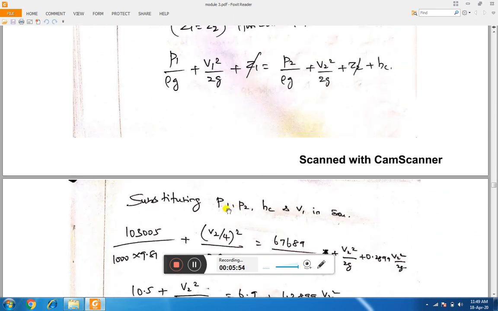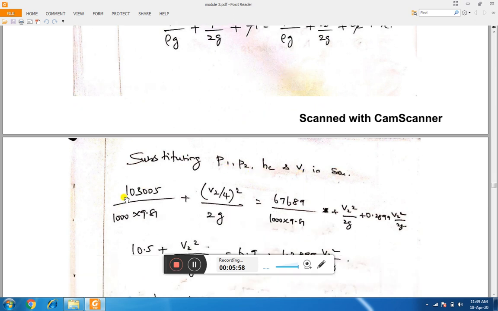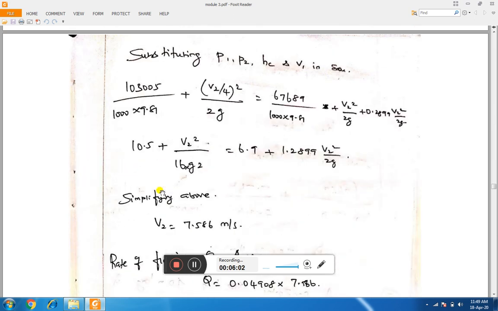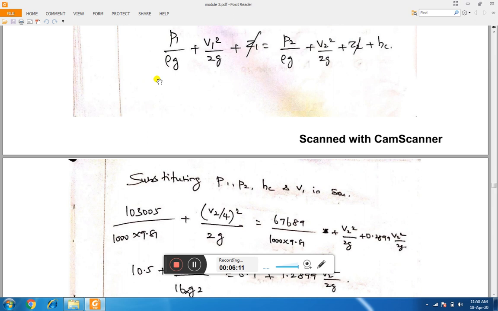Now substituting p1, p2, hc and v1 in the above equation. So p1 is given in the problem. Substitute in terms of Newton per meter square. Don't substitute in kg per meter square. So Newton per meter square divided by rho g is this one, p1 by rho g. So this is p1 by rho g, v1 square by 2g.